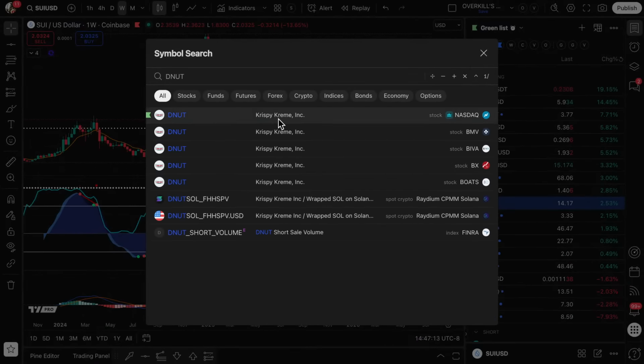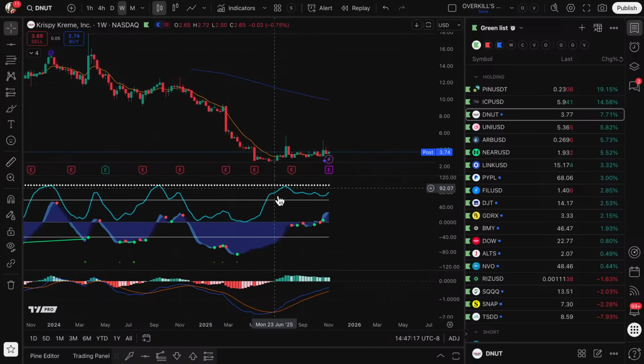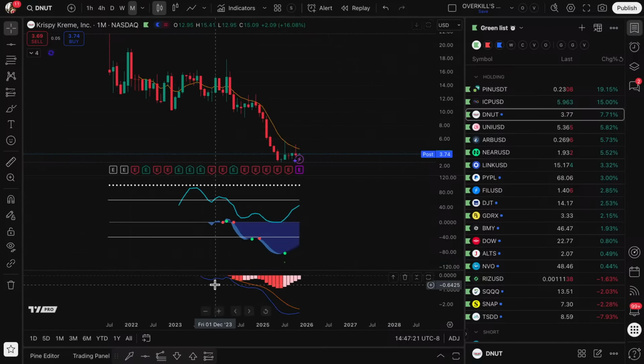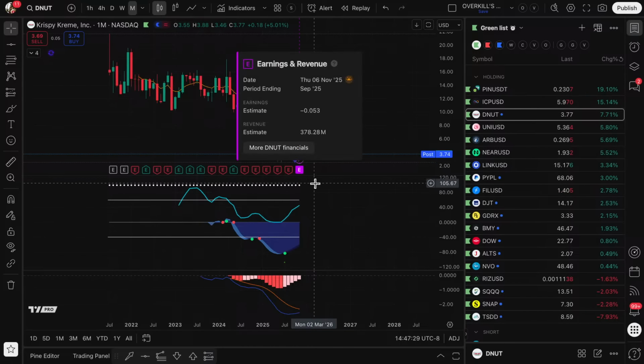Donut has earnings tomorrow. I've had a position on this for 2 months now. I think we bought this green dot back here in July, maybe 4 months. It hasn't really moved. We bought it at around $3, but they have earnings tomorrow.